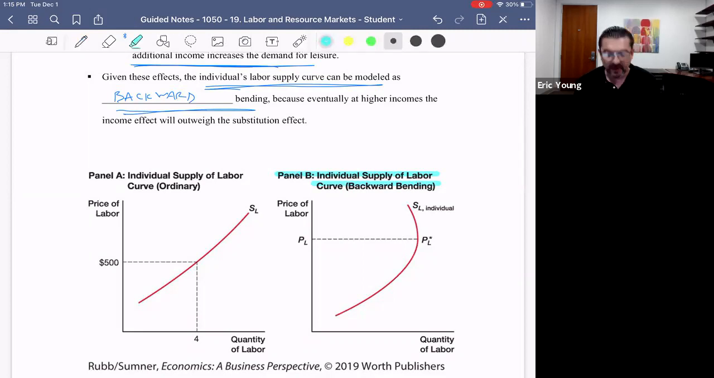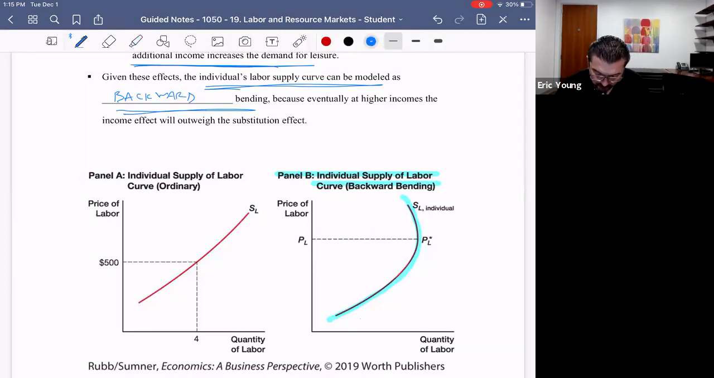It's backward bending. Note that over here in panel A, we would predict that an ordinary supply curve would just be straight upward. But we believe that given the counter effects of the income effect and the substitution effect in individual decision making, the individual labor supply curve is going to be backward bending.